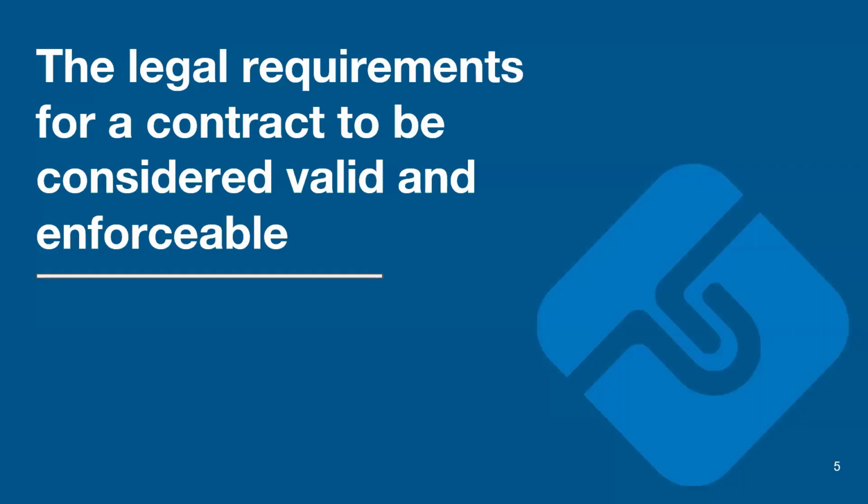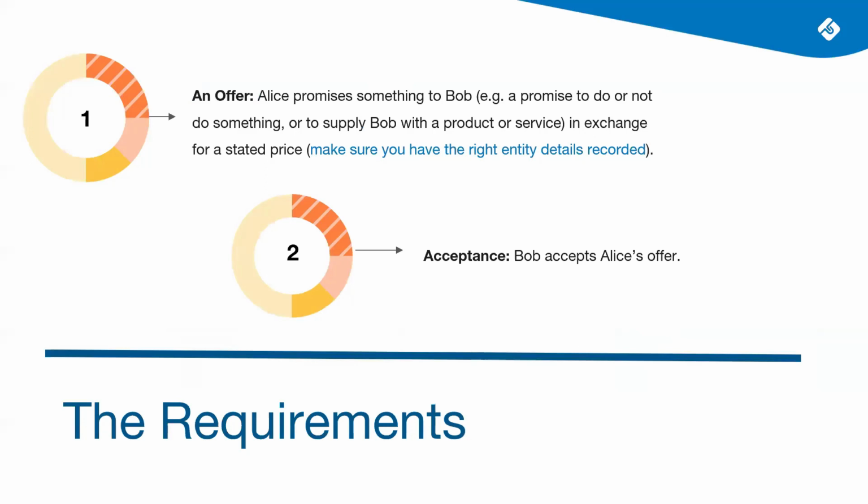So the first thing is, what are the legal requirements to a contract? You probably know it, but there are some nuances to a contract that a lot of people might not know. So the first one is, is there an offer? An offer comes in various different forms, but for there to be a contract, there needs to be an offer and acceptance.